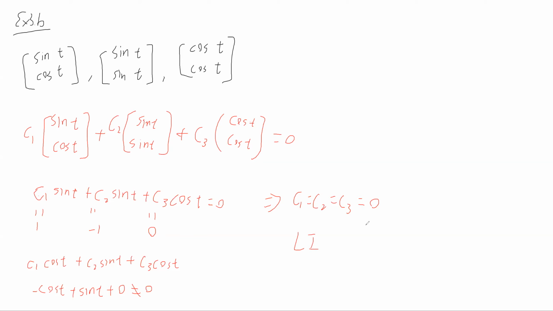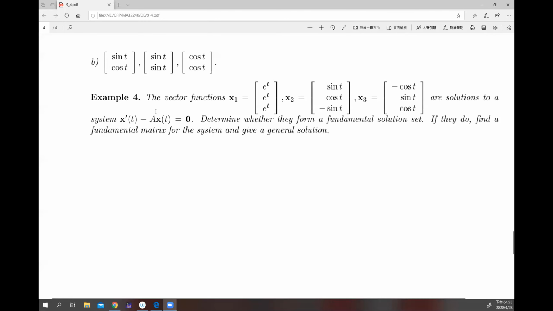All right, next let's look at our last example, example 4. We have the vector functions x1, x2, and x3 that are solutions to a system, the homogeneous case. Determine whether they form a fundamental solution set. If they do, find a fundamental matrix for the system and give a general solution.